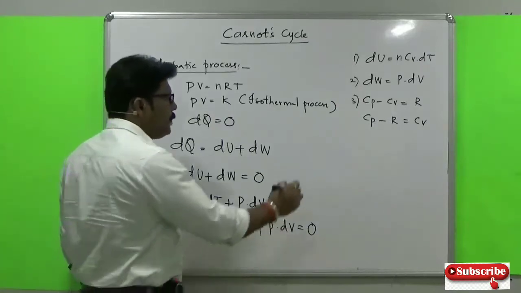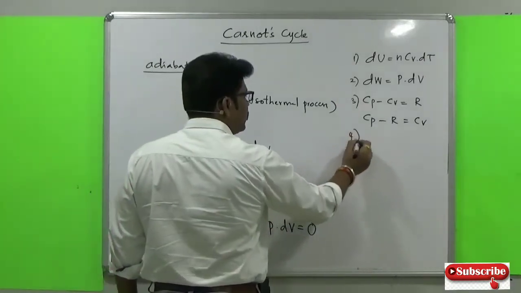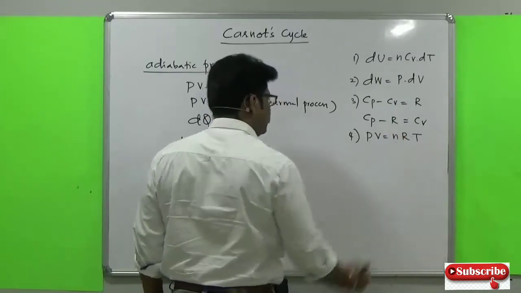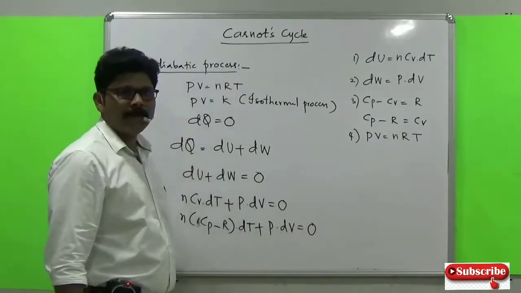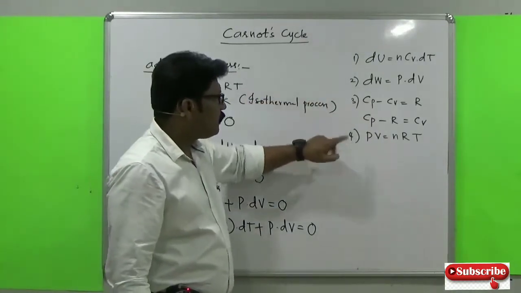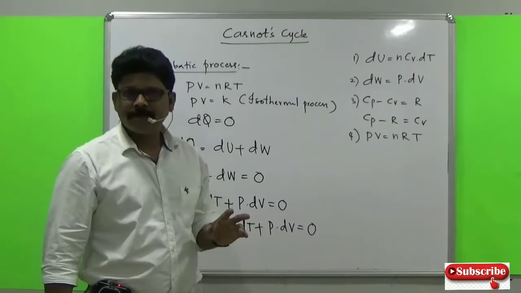अब देखो, PV is equals to nRT. PV equals to nR into T. अभी बोलो, PV equals to nRT. See 1, 2, 3, 4 the equation I am using.